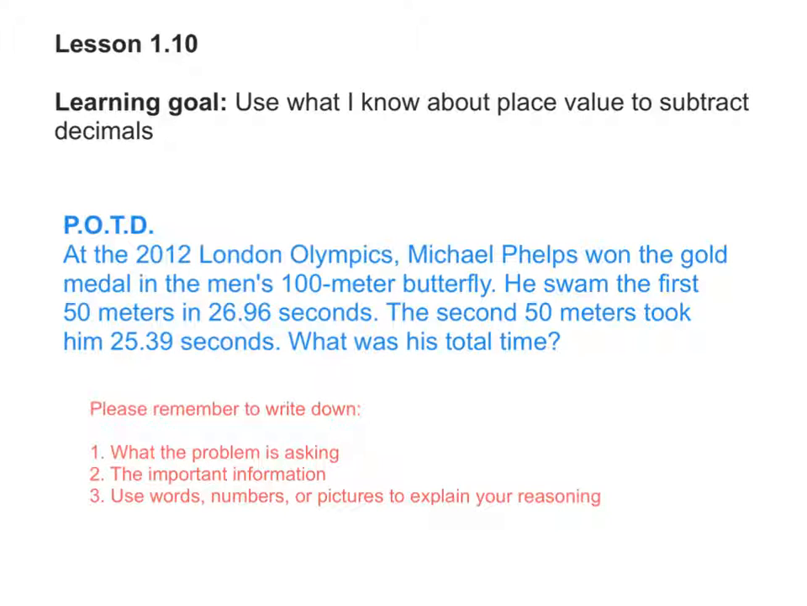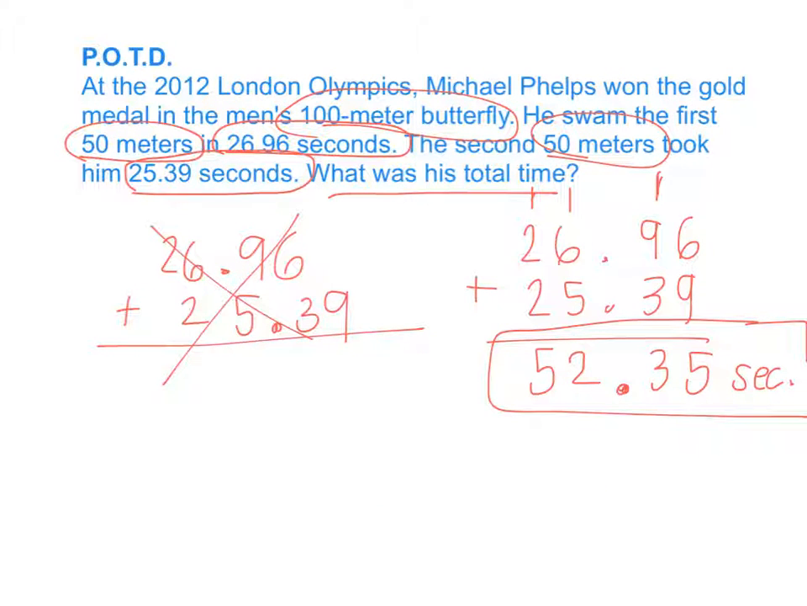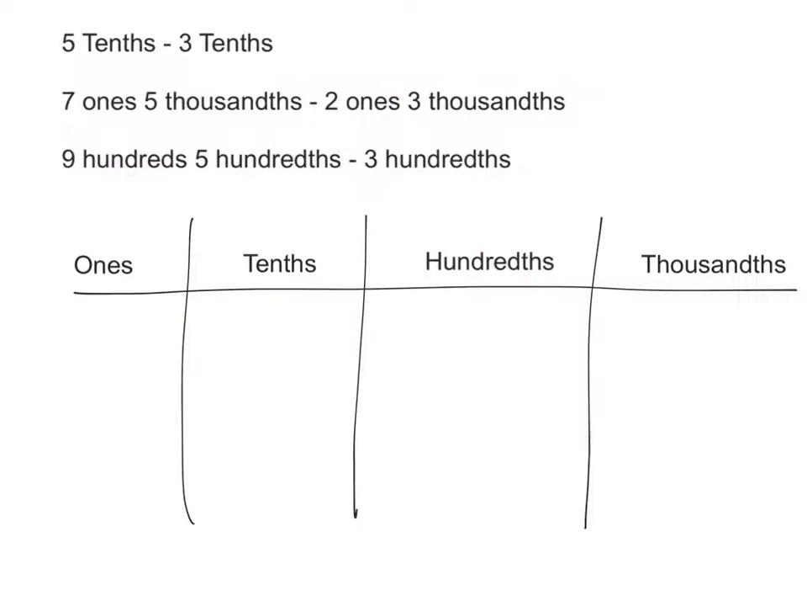Okay. So yesterday we talked about how place value helps us add decimals, and today we're going to figure out how it helps us subtract decimals. Today we're going to talk about subtraction, okay? So go ahead and draw yourself a quick place value chart with ones, tenths, hundredths, and thousandths.